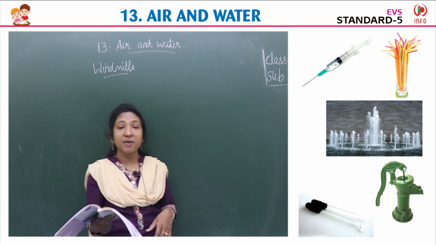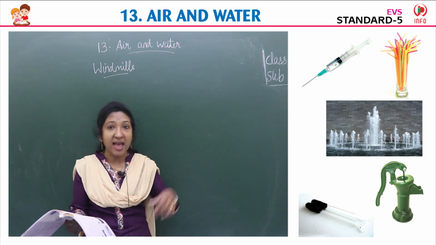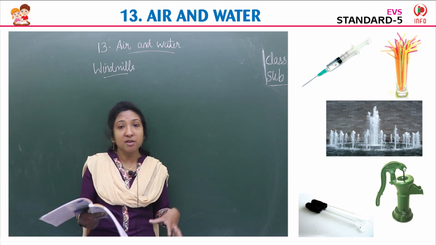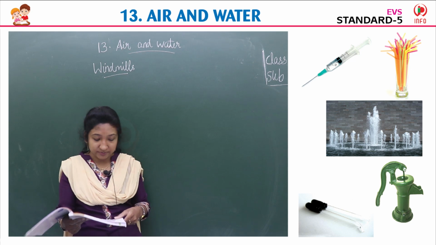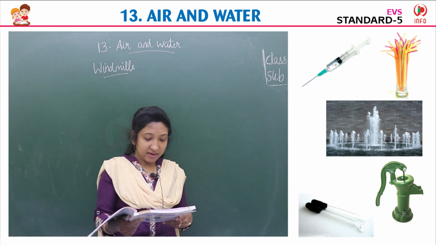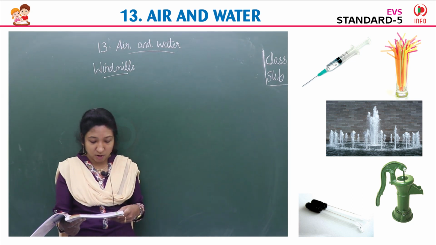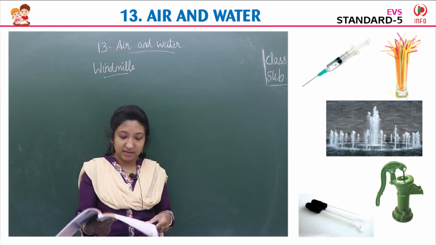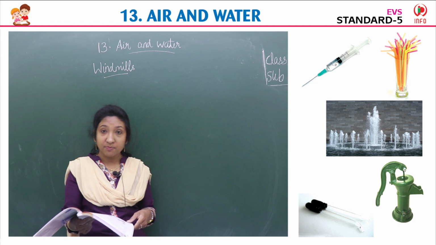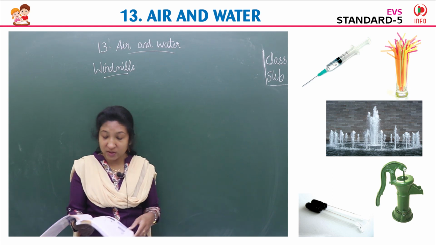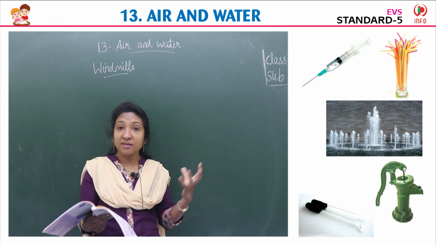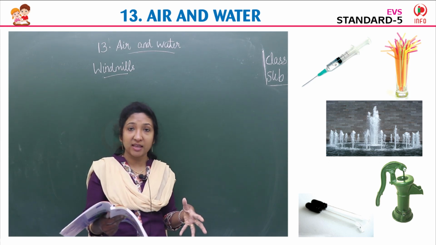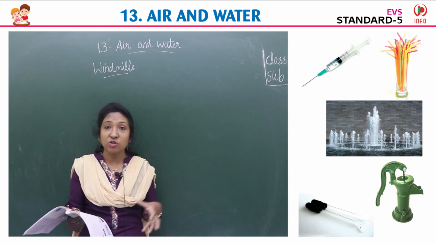Then to operate hand pumps. Have you seen hand pumps in villages and all? We can see these hand pumps to fill water, isn't it? So in hand pumps also air pressure is working. Then for the working of sailboats, air pressure is there. Parachutes, you have seen parachutes, kites and all, in all these things air pressure is acting on it. Okay, that is the application of air pressure.